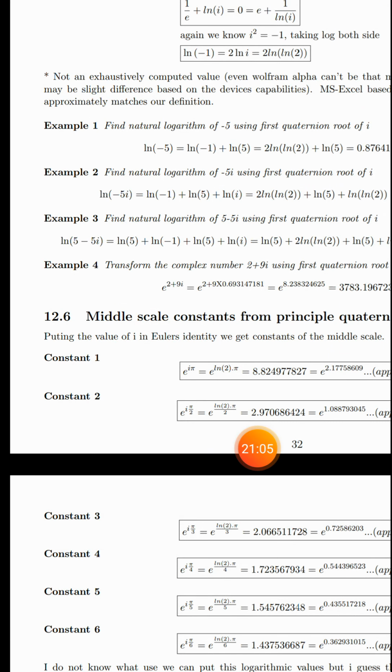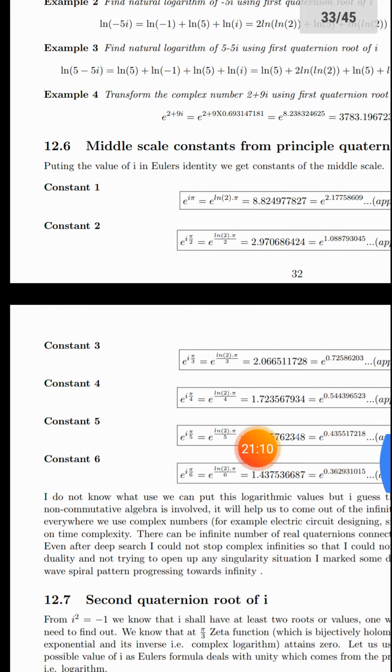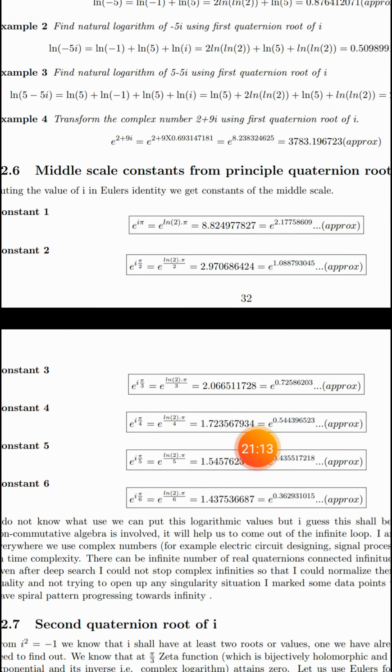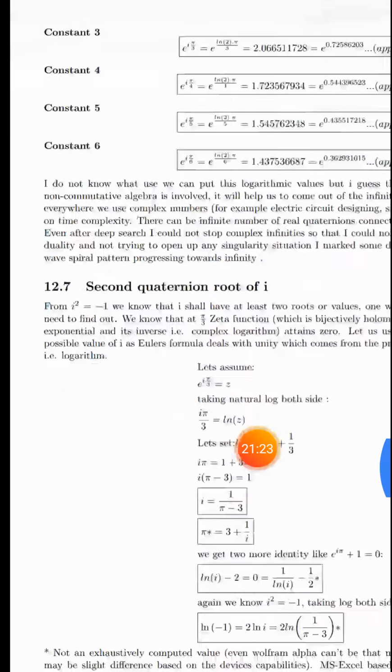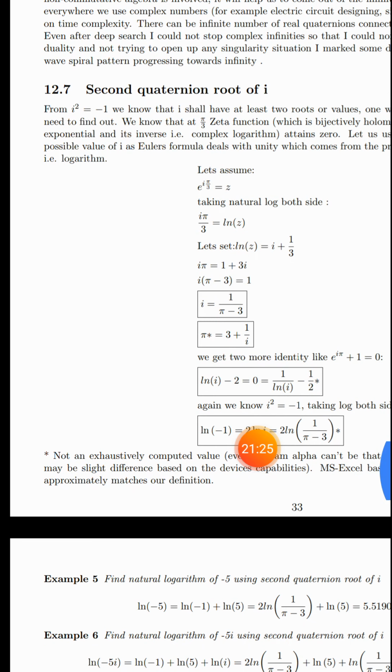Now if we project this to the exponential form, then we will get some values. Here the first one is giving 2.177, and if I take unit partitions of this further, then it will give some more constants. Similarly, second quaternion I found this one, 1 upon pi minus 3, which again resets the value of pi equal to 3 plus 1 upon i.